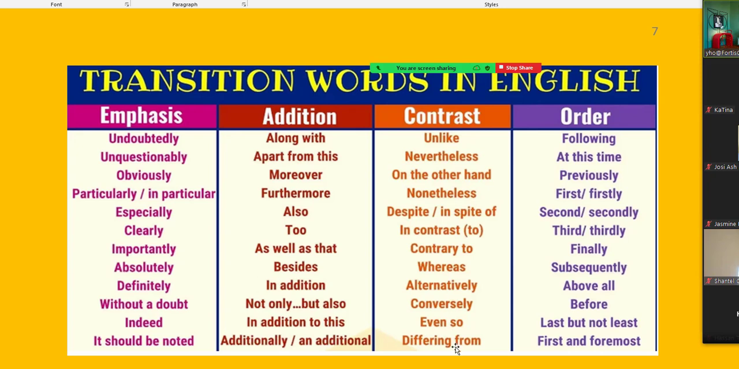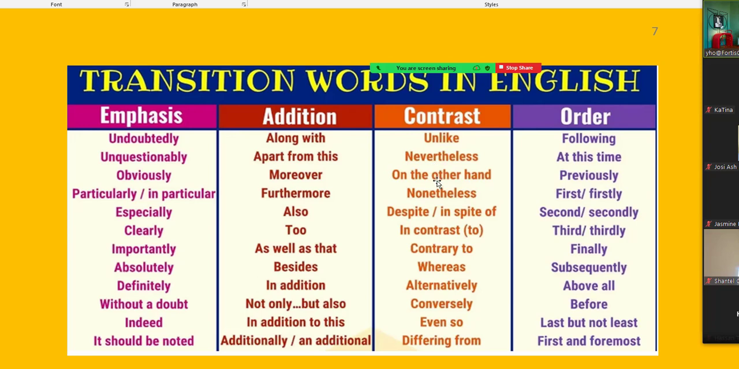Now these are all different ways of saying "but." So if I say John is fat, but Mary is thin, you would have John is fat, or unlike Mary, John is fat. I'll go over that next time. Mary is thin, nevertheless, John is fat.